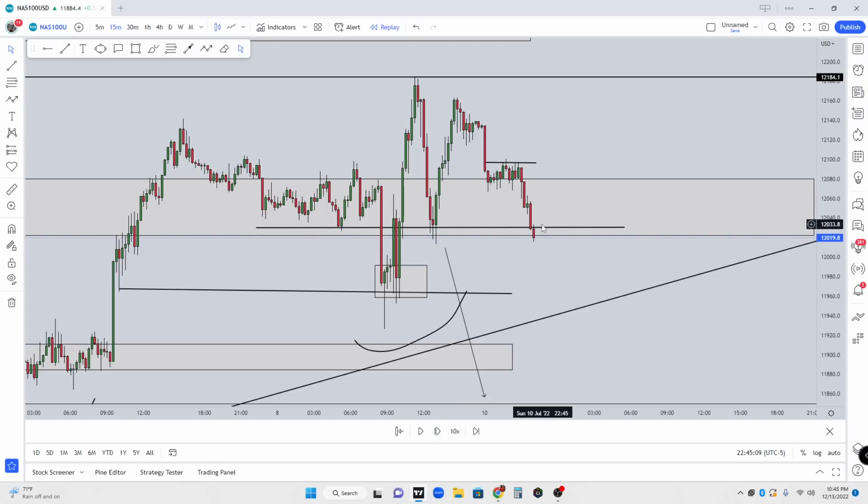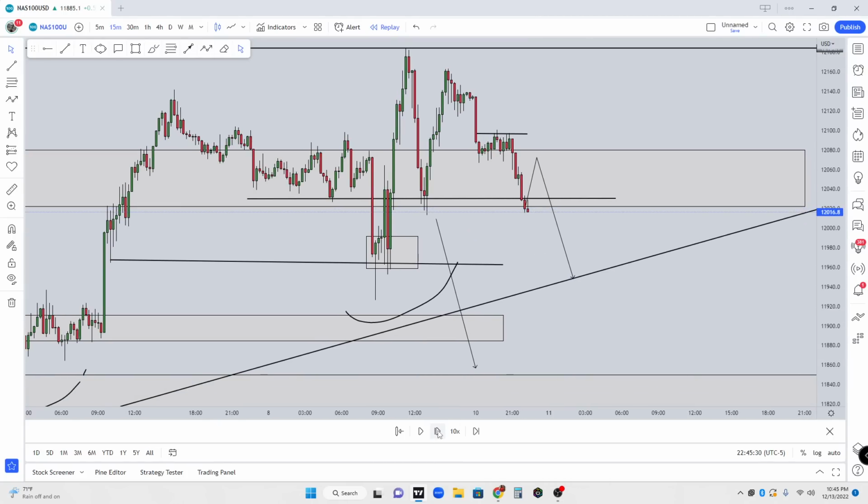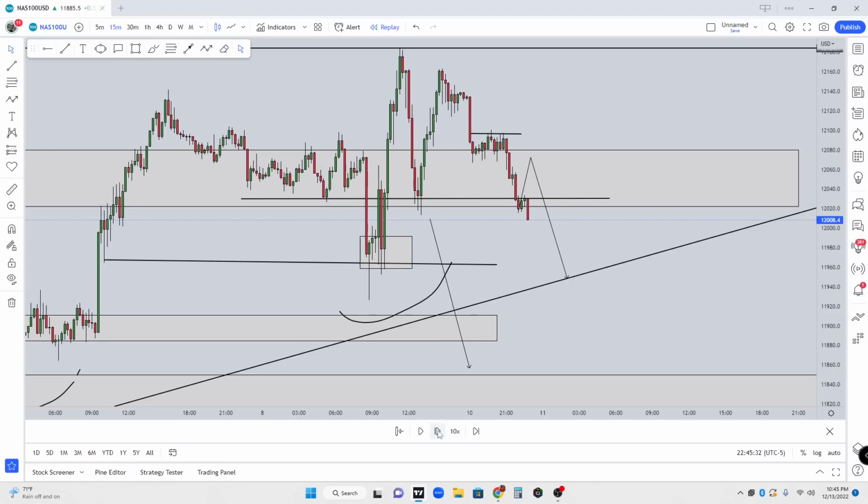Okay, so we've broken below this area here, not bad. I'd like to see some sort of a pullback of this area for us to continue down. If we get a bullish close above here, then I'm looking for the buys. But if we don't and price comes back down below this area, obviously I'm looking for the sell. Okay, so price is below this area. I'm looking for the sell.